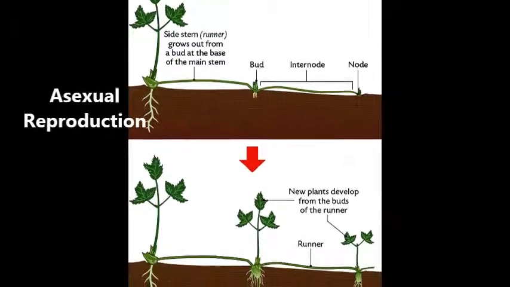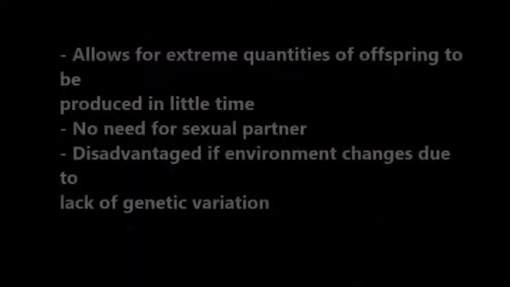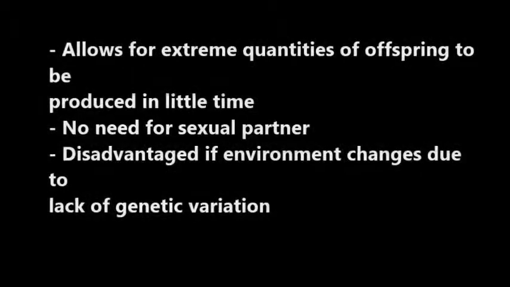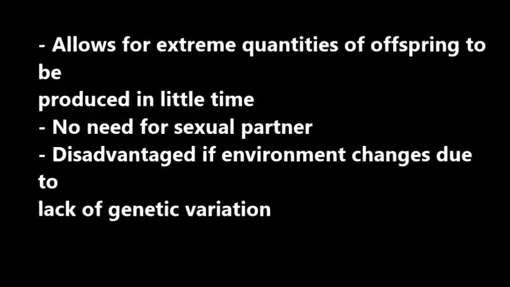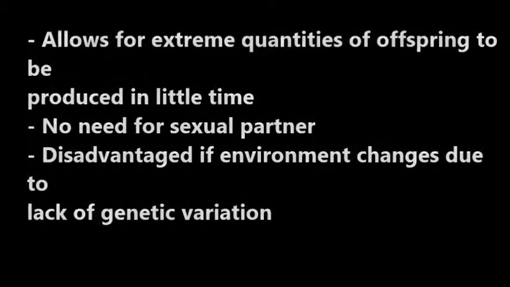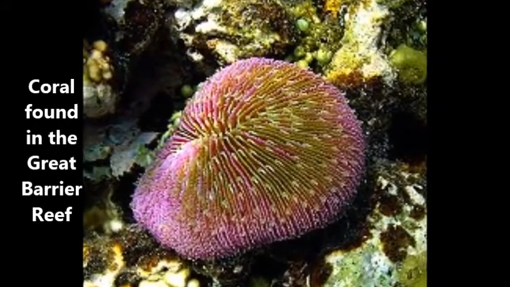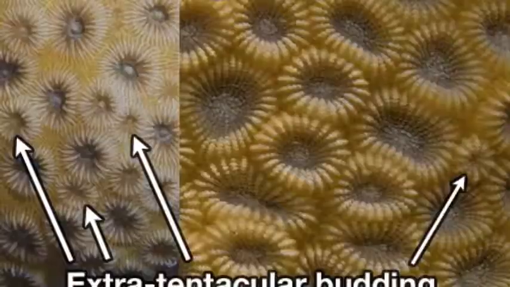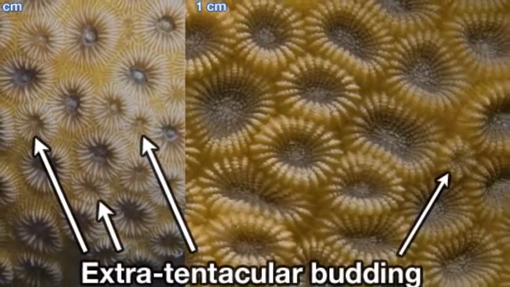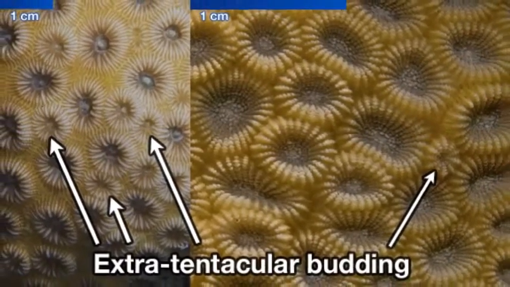Asexual reproduction is a process in which a sexual partner is not needed and large quantities of offspring are produced in little time. A disadvantage of this is lack of variation, meaning that if there is a change in the environment, there will be less chance of survival. Corals like those in the Great Barrier Reef reproduce asexually via budding. Parent polyps produce colonial polyps, which then expand to start colonies of their own.